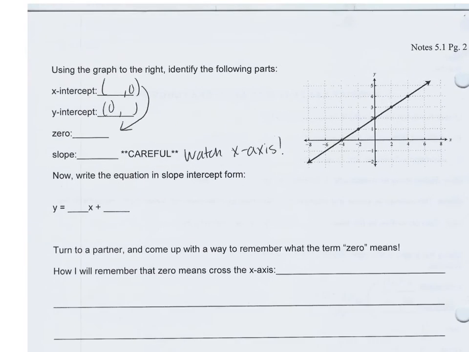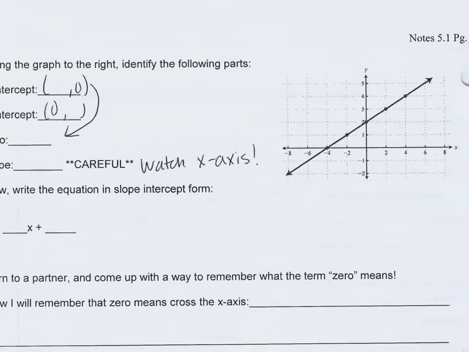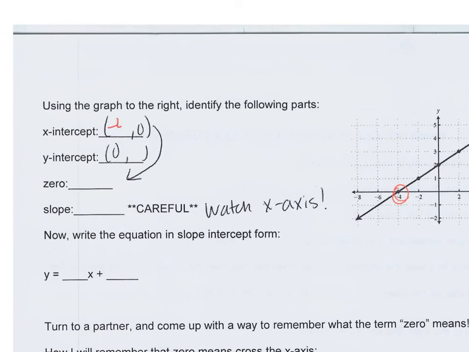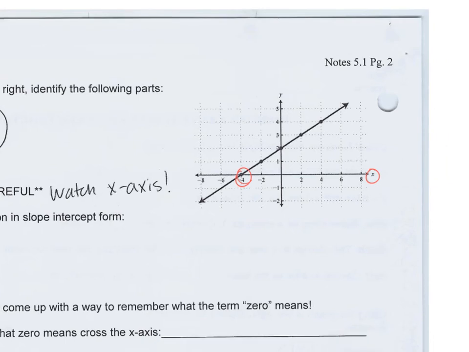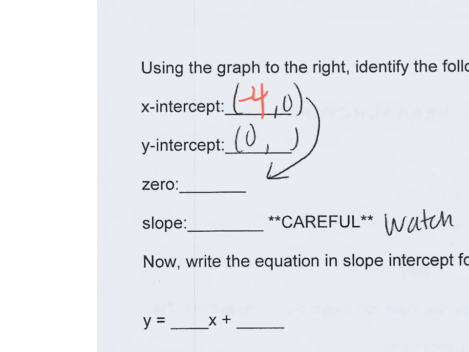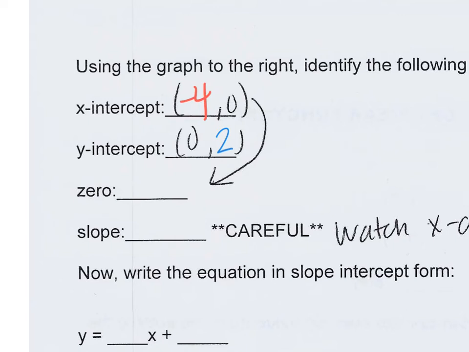So on the back, this one has a lot less info, but they're still wanting us to find the same things. So my x-intercept, where it crosses the x-axis, crosses at -4. My y-intercept, where it crosses the y-axis, is a +2. Remember that my 0 is the same thing as the x value, so that's the same thing as -4.